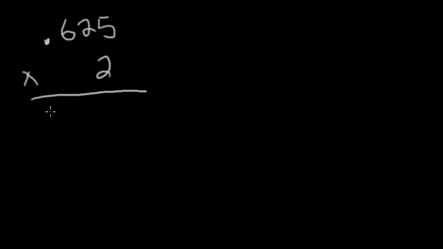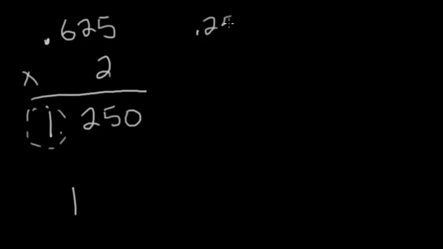Alright, so that multiplied together is 1.250. This is important because we're going to take this 1. It's going to become a part of our solution. So we have 1 here, and then we're going to take the second half of it, 0.250. We're going to multiply by 2 again. And now this gives us 0.500.